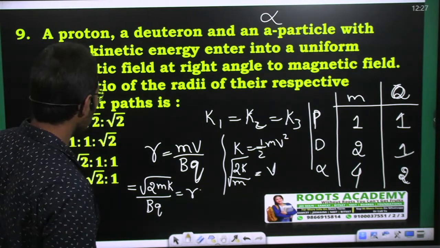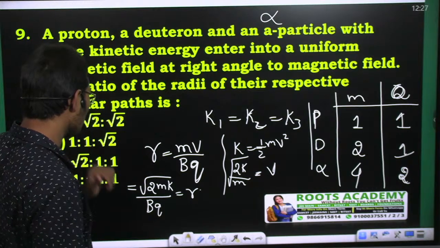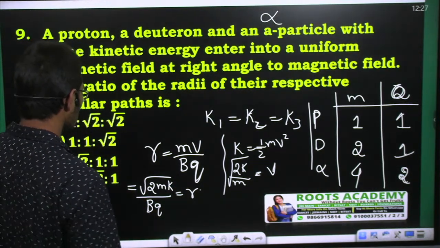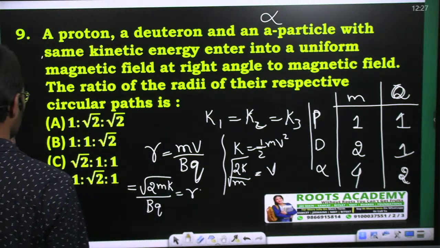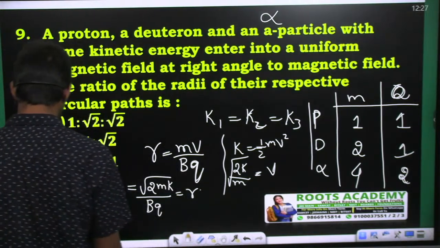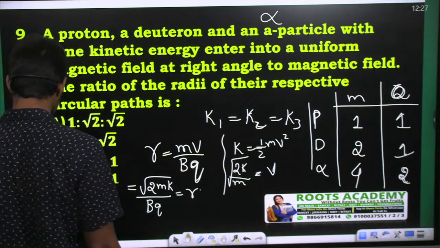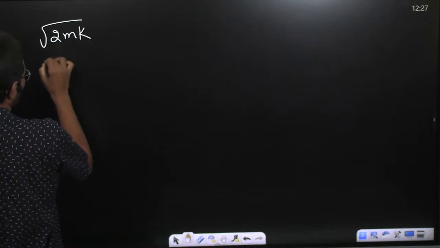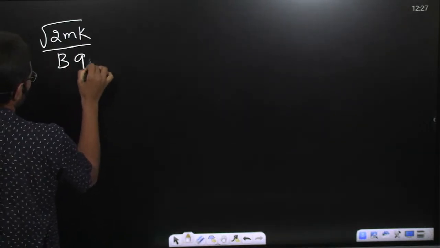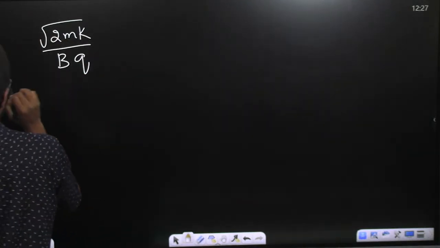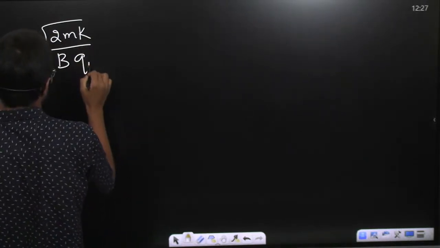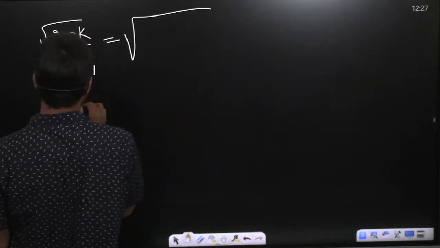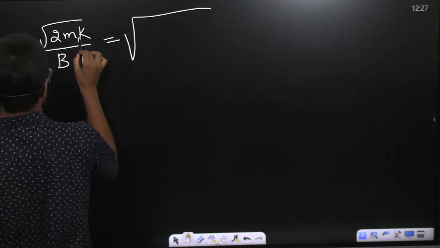So we are now with the variables that we know. Mass, we know the ratios, kinetic energy is the same, B is constant throughout, and q. The question is, what is the ratio of the radii in circular paths? So r is equal to under root 2mk by bq. So this is of m1 q1 under root of, this is of proton.